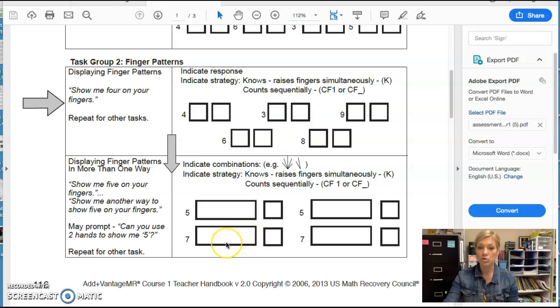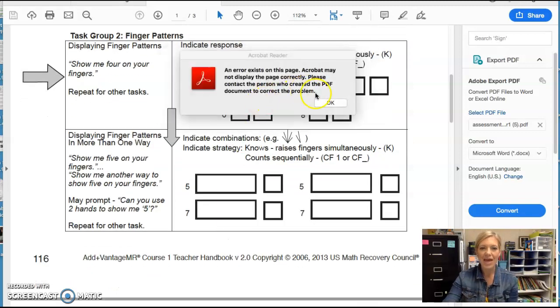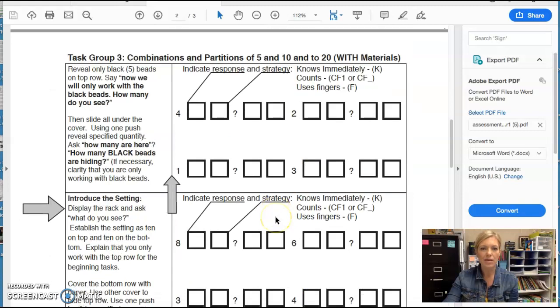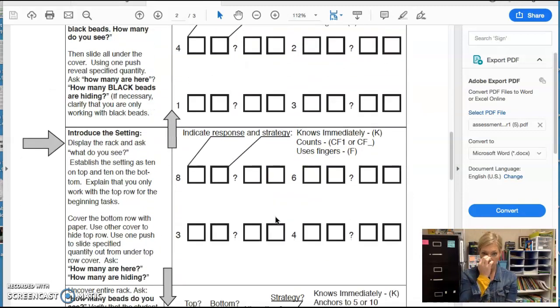If they can only show you one way, you can reprompt them again. Can you show me some on this hand and some on this hand, in a different way? A lot of times they'll show you 5 and 2, and then they're just going to switch and show you 5 and 2 the other way. So you can say, okay, you showed me 5 and 2, and then 2 and 5. Can you show me a completely different way with other fingers? And then this is where you move into the rec and rec work.